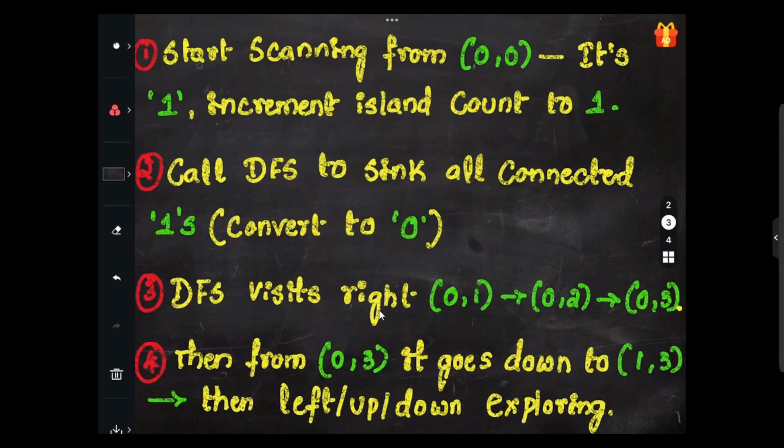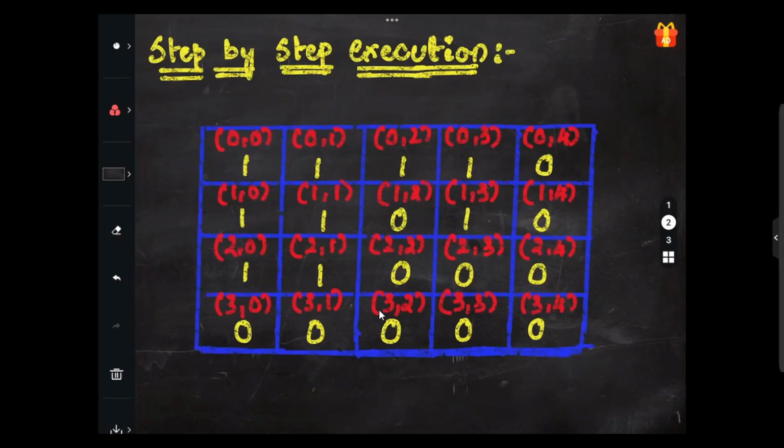The first part here is we will start scanning from cell 0, 0. The first cell is 1, so we will increment the count to 1. This is 1 and we will mark this one as visited. In this case I'll just put a hash so that it is marked visited.